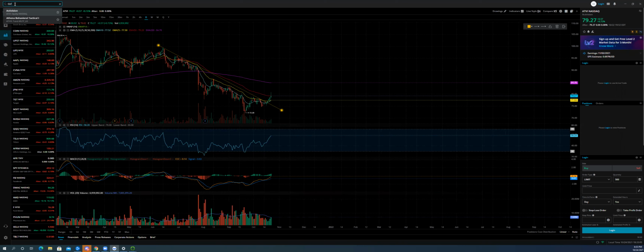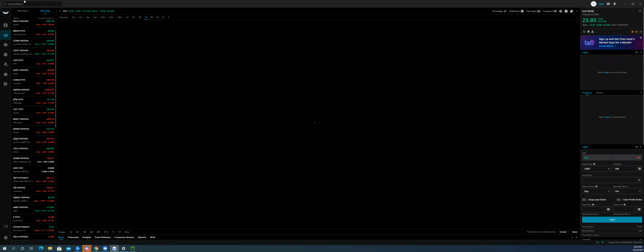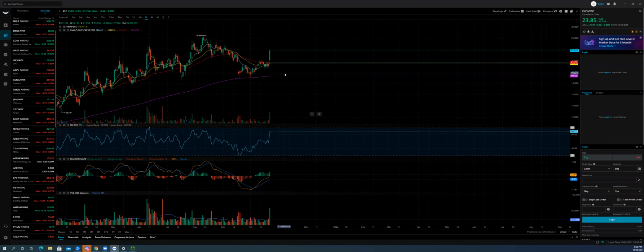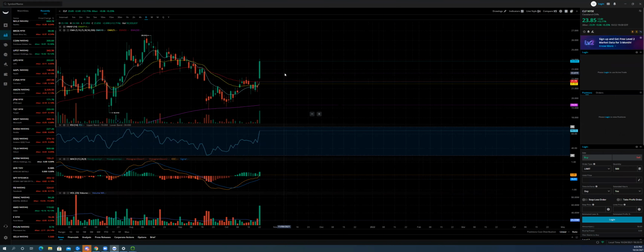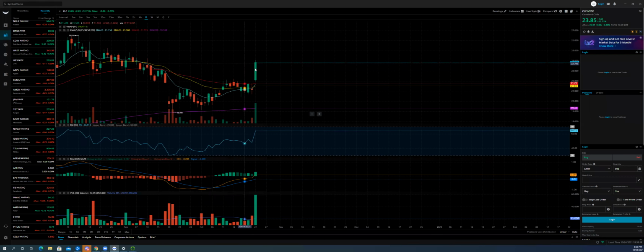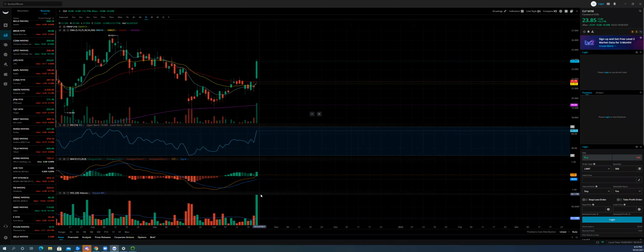Cheap. CLF. I want to take a look at CLF because this one popped up, and look at this. This is what we missed out on with CLF. I don't know what happened here, but look at this right here. What kind of news did this have on the 22nd? Look at this volume candle on the daily. Traded 60 million shares of volume on that day.